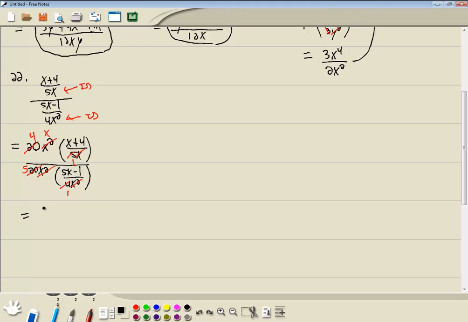So let's write down what we have left. We have 4x times x plus 4 over 5 times 5x minus 1. Now, we would want to simplify this. We'd factor the top, factor the bottom, which they've already factored. And nothing cancels, so this is actually our answer.